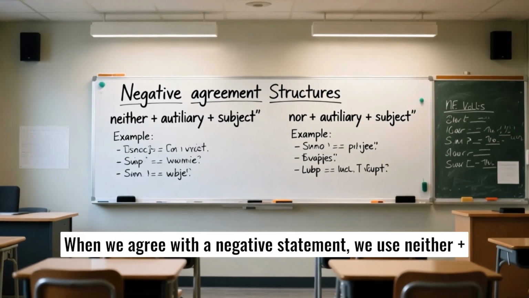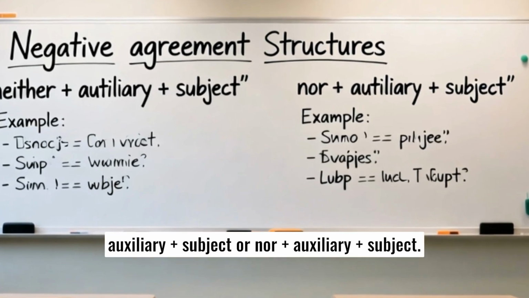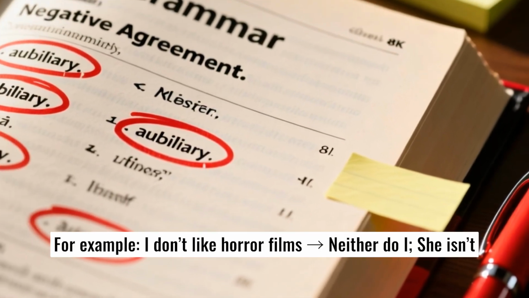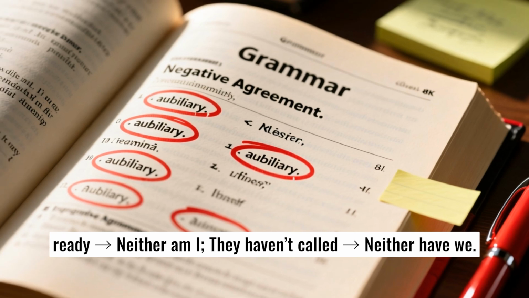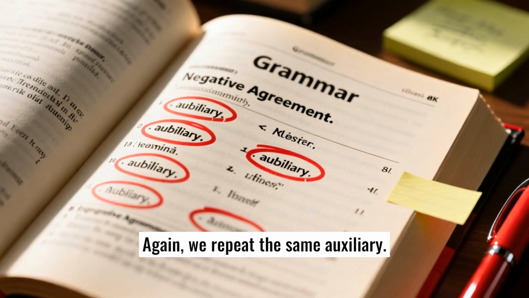When we agree with a negative statement, we use neither plus auxiliary plus subject or nor plus auxiliary plus subject. For example, I don't like horror films, neither do I. She isn't ready, neither am I. They haven't called, neither have we. Again, we repeat the same auxiliary.